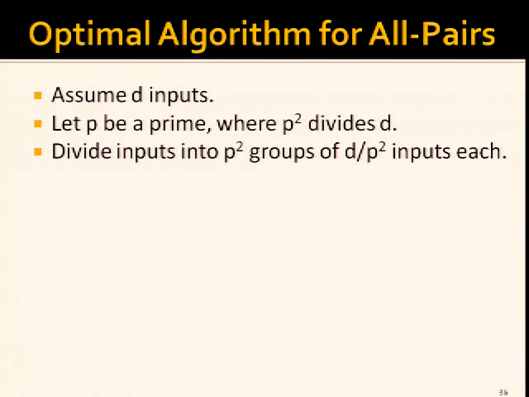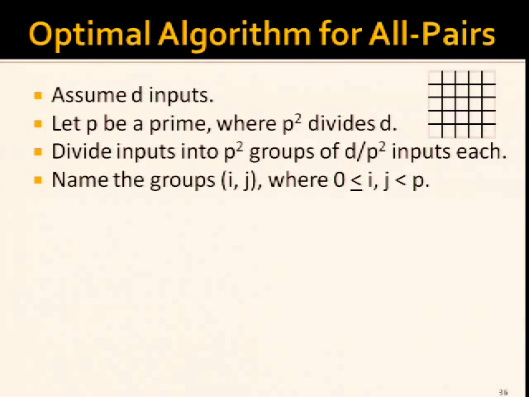Now, I want to divide the inputs into P squared equal-sized groups, and each group, of course, will have D over P squared inputs. That's why I want D to be divisible by P squared. And I want to think of the groups as being numbered, arranged in a square. I decided last night that this little grid should help you. The groups, again, are squares arranged in a P by P grid. In this case, P is 5. Each group is numbered by a row and a column.